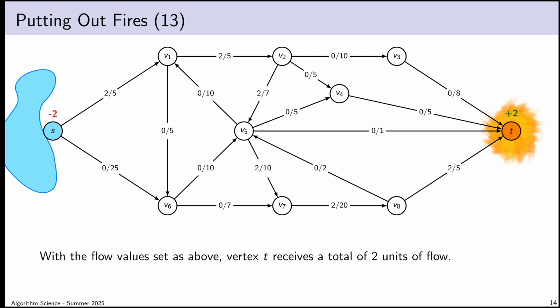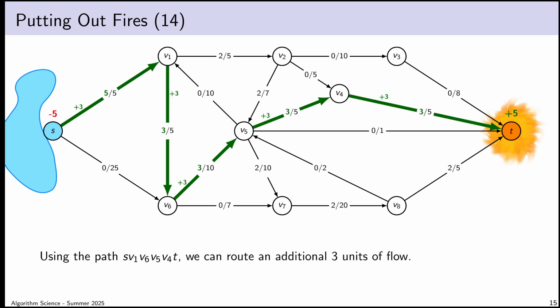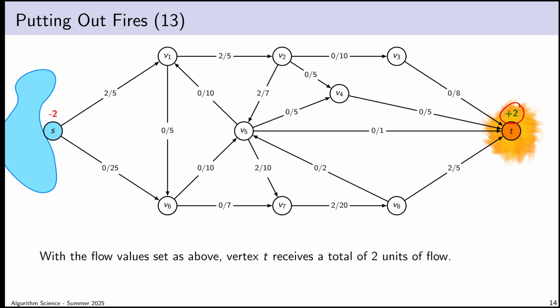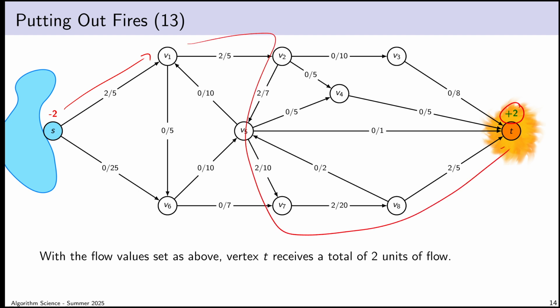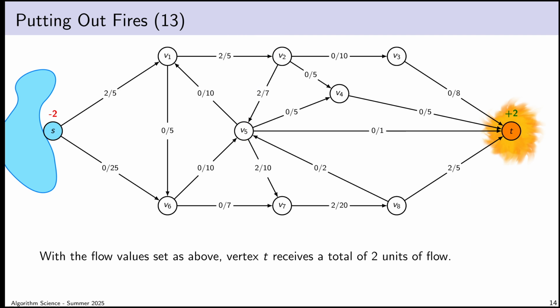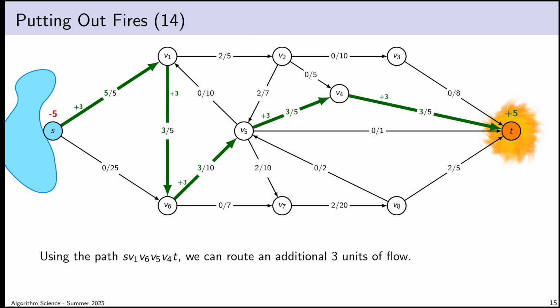So with the flow values that I've set as above, vertex T is receiving a total of 2 units of water from vertex S. I could also choose this path here, and I could add some water along this path, bringing the total coming into vertex T to 5 units. If we compare this to what I just had, notice that I was already routing 2 units up to V1, and then down through T via this route here. If I then choose to use this path, I can add an additional 3 units going up to V1.